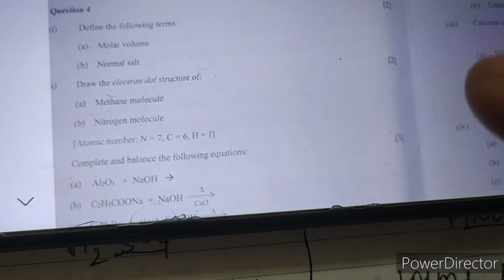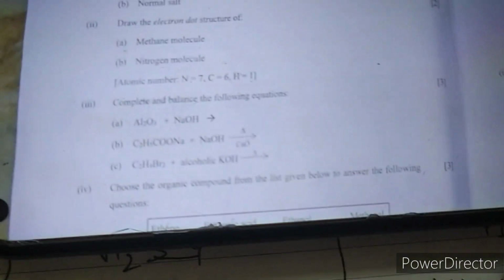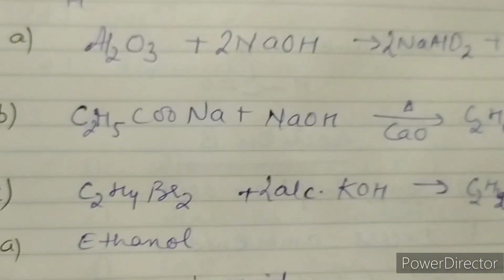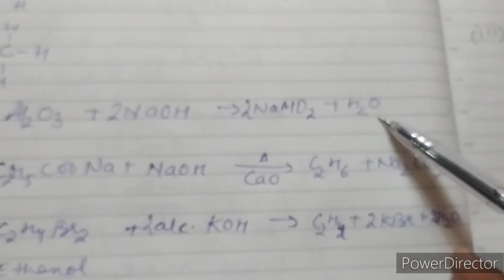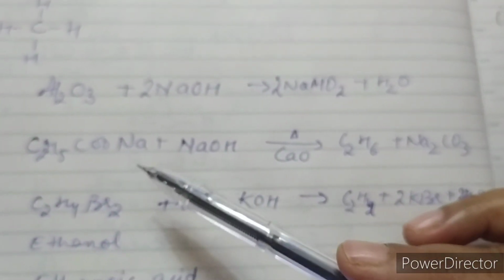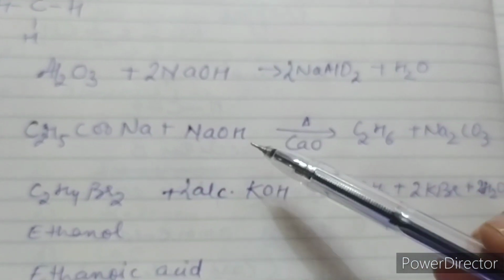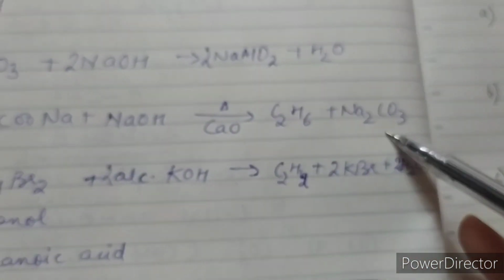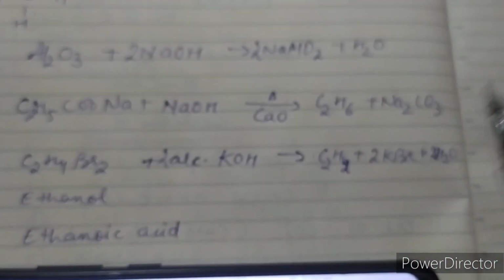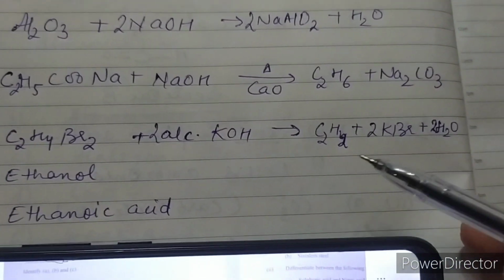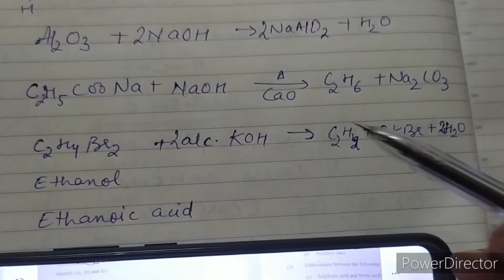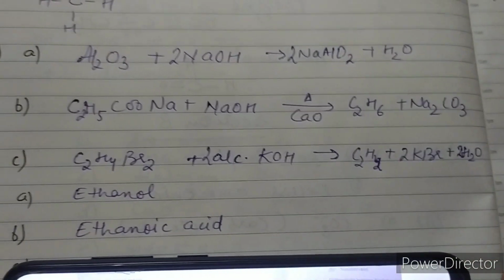Next question is you have to give the complete balanced equations for the following. So the complete balanced equations are like this. Alumina with NaOH gives you sodium aluminate and water. Sodium propanoate with NaOH will give you ethane and sodium carbonate, that is the lab preparation of ethane. And alcoholic KOH with dibromoethane will give you ethyne, KBr and water, and these are the complete balanced equations.